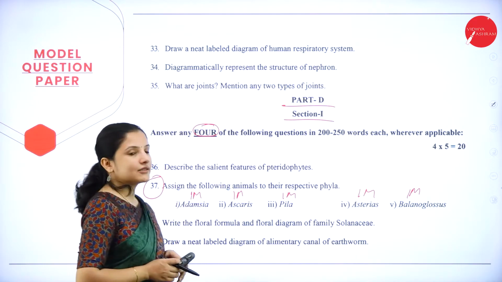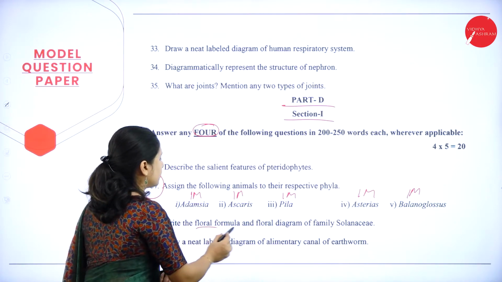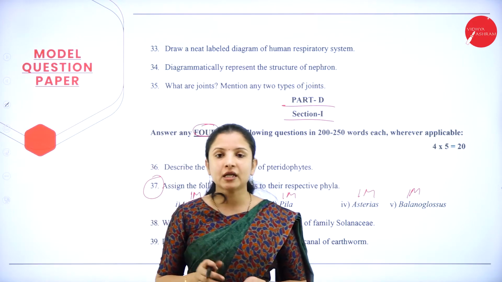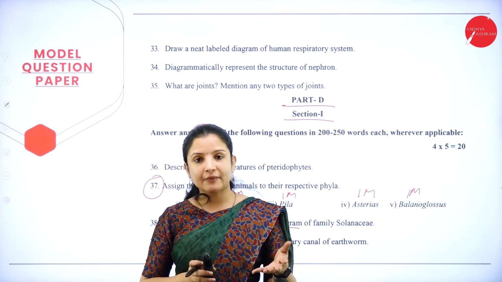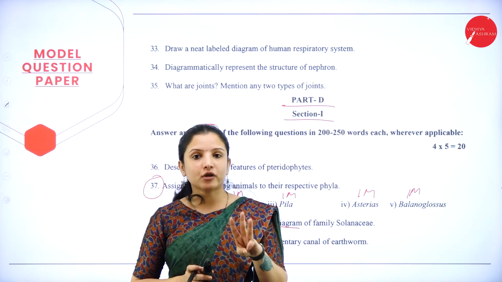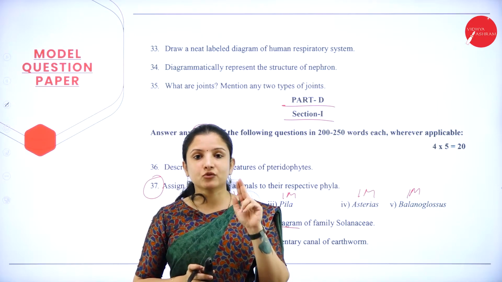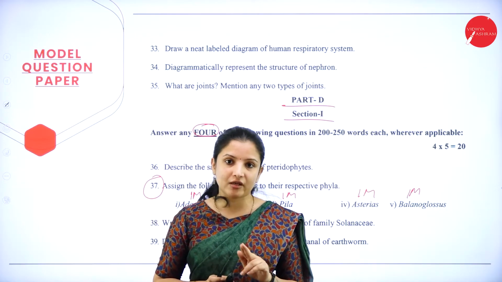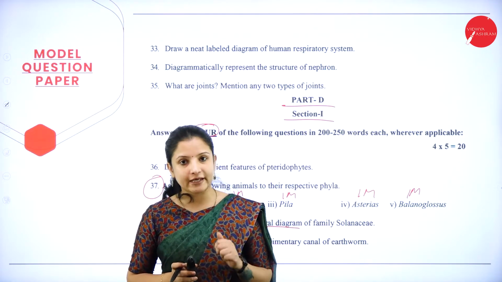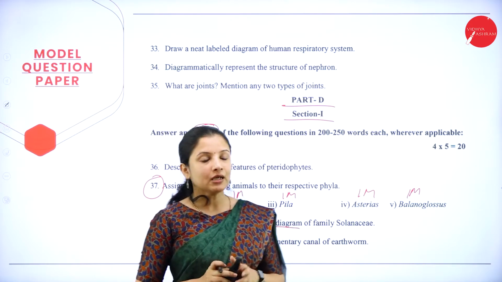And they can also ask the diagram. So say for example, they have asked here the floral formula and floral diagram. So floral formula and floral diagram is very, very important. That is, it comes in your chapter plant morphology. So there if you see, they have given 3 important families, right? Liliaceae, Solanaceae and Fabaceae. Those 3, please study them very well. Because out of the 3, any one will guarantee come for 5 marks. So easily you can get 5 marks if you study those 3 very well.